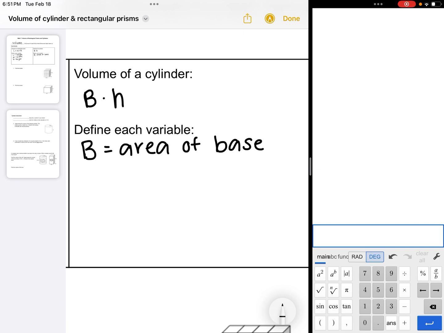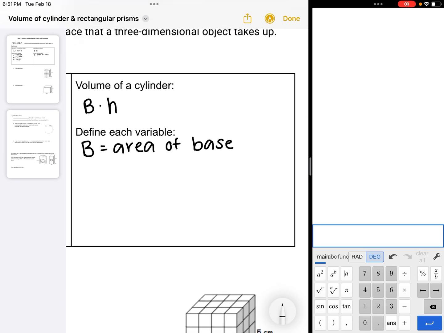So the base, again, like I've already said, is the bottom shape of whatever 3D object that you have. If I am thinking of a can of pop or like a can of green beans or a can of corn, I know that a circle is the bottom shape of all three of those objects. To find the area of a circle, it is pi r squared. So pi times r squared. So the R represents the radius.